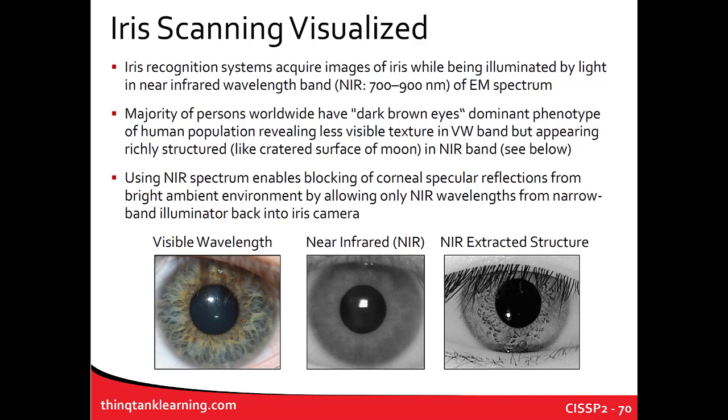Now on the left we see visible wavelength. The iris texture could be kind of hard to distinguish because of melanin or ambient light glare. With near infrared, the iris features become a lot more visible even if you have dark brown eyes. And in the extracted structure, we're processing the image to highlight the biometric features, and that's what we can use for matching.